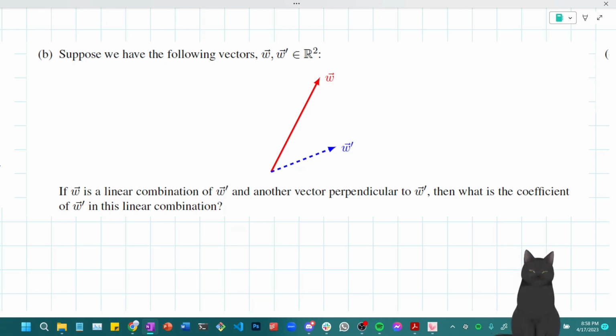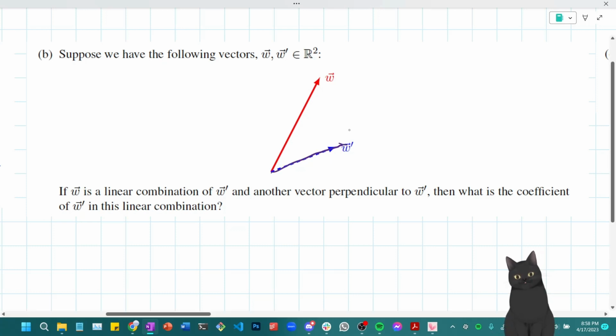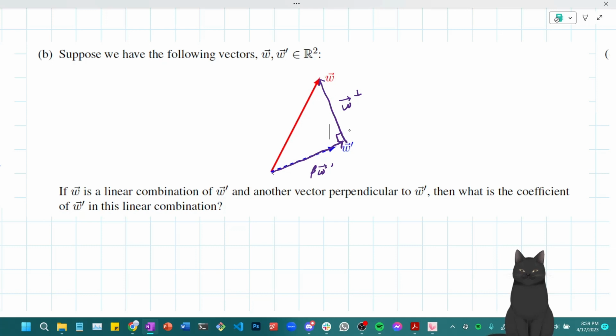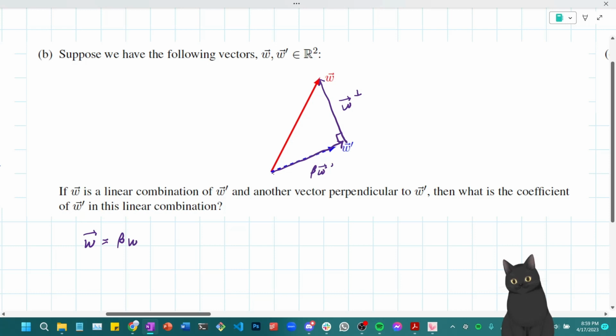So I'm going to borrow the setup from the last question and draw out a scalar multiple of w prime. Let's say beta w prime, that is directly perpendicular, and that has a directly perpendicular vector that can add up to w. So I'm going to call this perpendicular vector w perp, which will be written in this way. So the information tells us that w is equal to beta w prime plus w perpendicular.